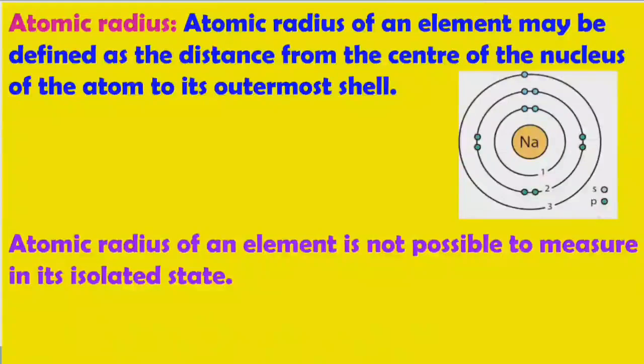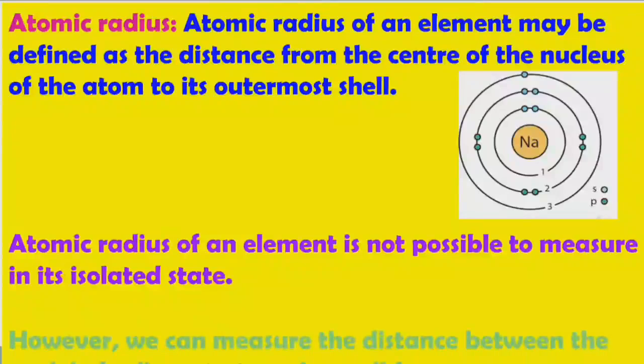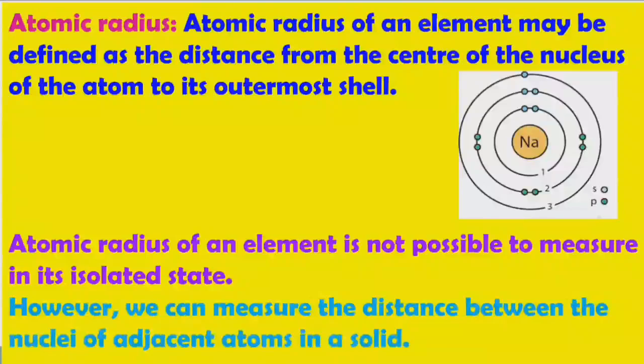The atomic radius of an element is not possible to measure in its isolated state. In the liquid state or the gaseous state, we can't measure the atomic radius of the element. However, in a solid state, we can measure the distance between the nuclei of adjacent atoms.